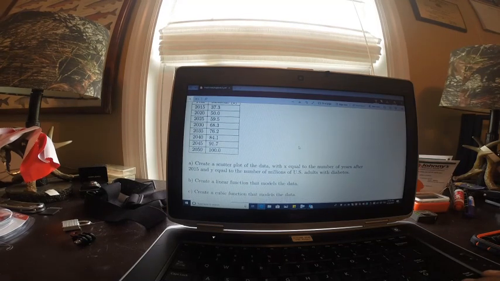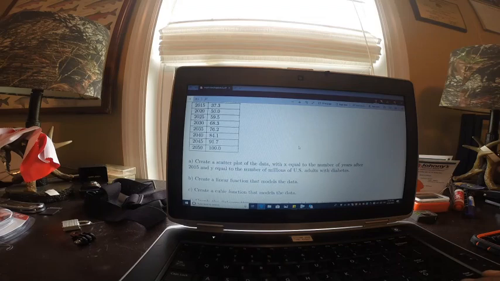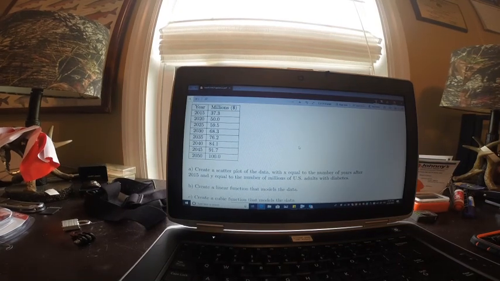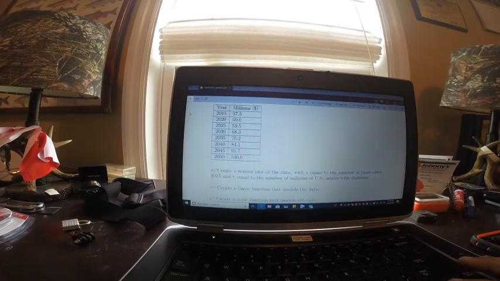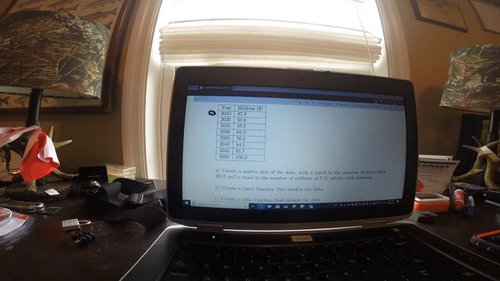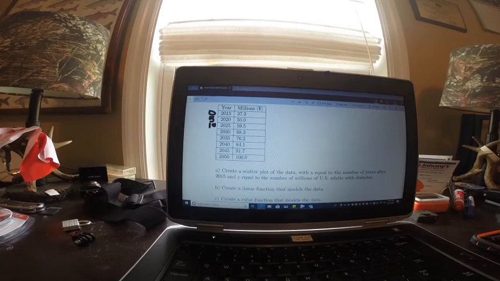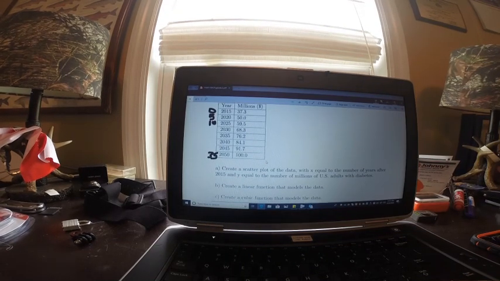A says create a scatter plot of the data with x equal to the number of years after 2015 and y equal to the number of millions of U.S. adults with diabetes. So we're looking at the year after 2015. Remember that means that year 2015 is going to be year 0, so 2020 would be year 5, 2025 would be year 10, and on down here to 2050. So 2050 would be year what, 35? So make sure that you adjust your years accordingly, or you're going to get it wrong.